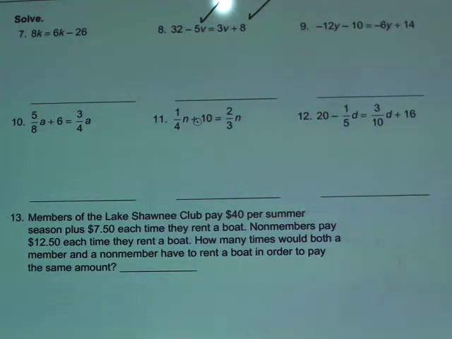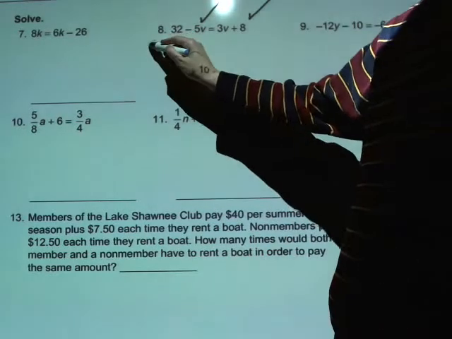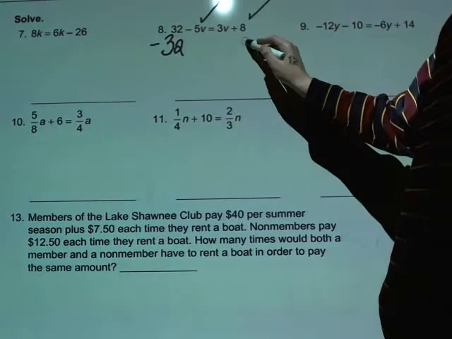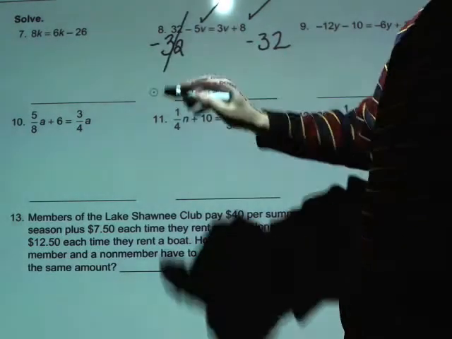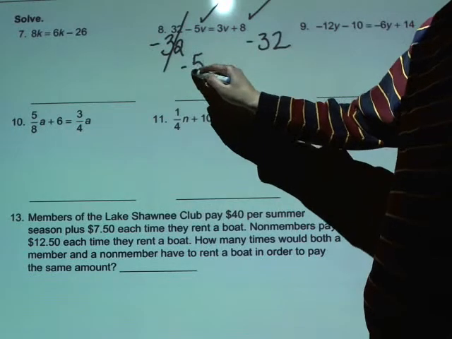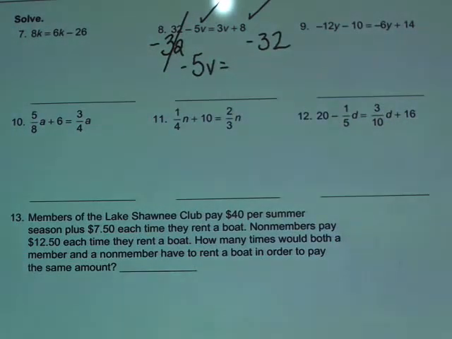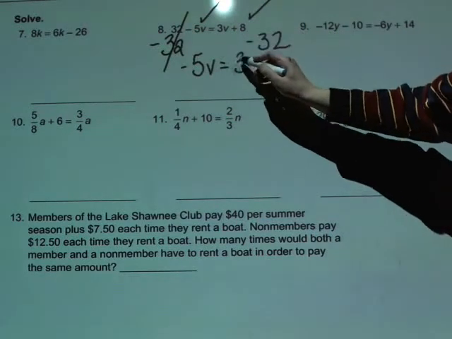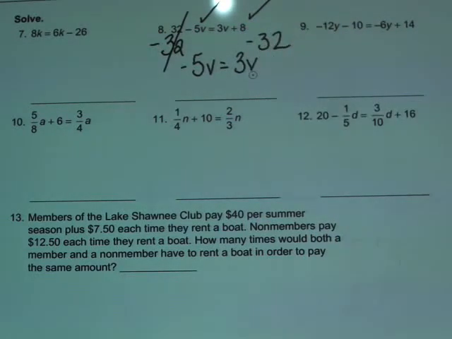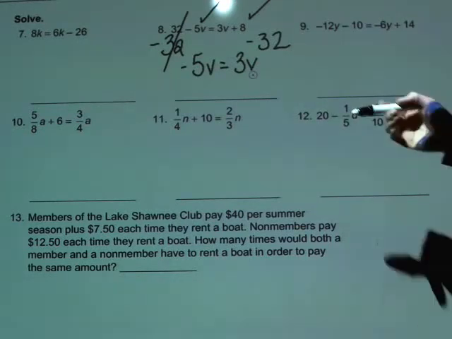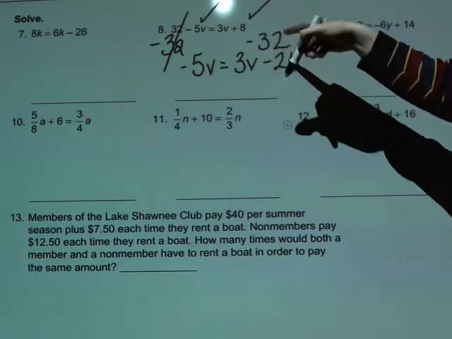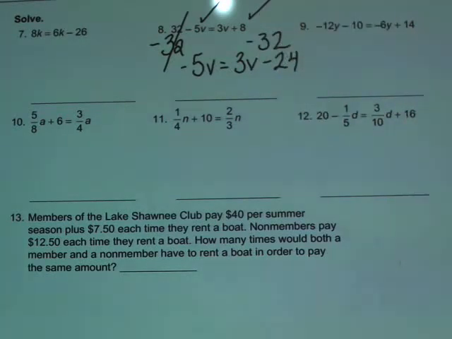Let's start with 32. It doesn't really matter which one you do first. I'm going to subtract 32 from both sides. And when I do that, on the left side, that's going to leave me negative 5v. And on the right side now, I've got 3v still, haven't touched that yet. And then I've got plus 8 minus 32. Well, I can simplify that plus 8 minus 32 part. That's going to simplify down and give me minus 24, or plus negative 24, however you want to write it. 8 minus 32 does go to negative 24.